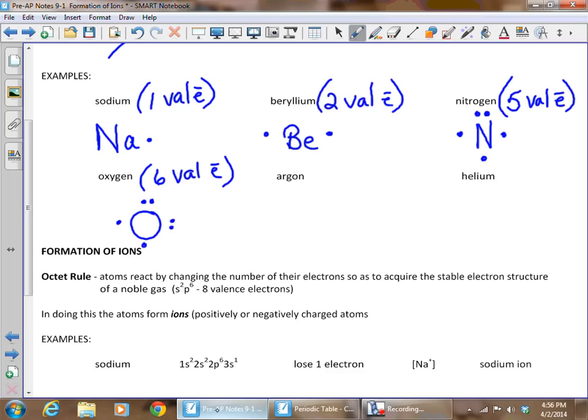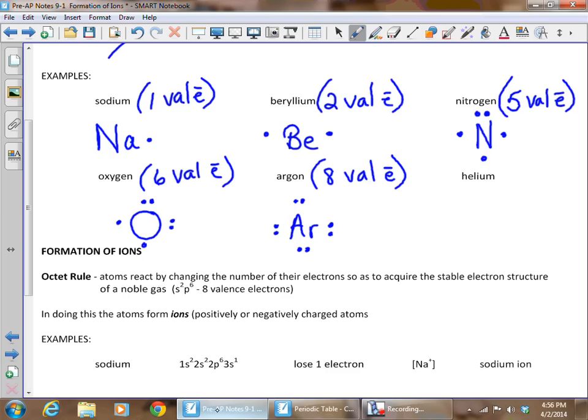Argon, you remember, is at the very end, last column, which tells us that argon has 8 valence electrons, so it has the maximum number of valence electrons. It's going to get all filled up. So right, left, top, bottom, then back up at the top again and clockwise. There's the 5th, 6th, 7th, and 8th valence electron.